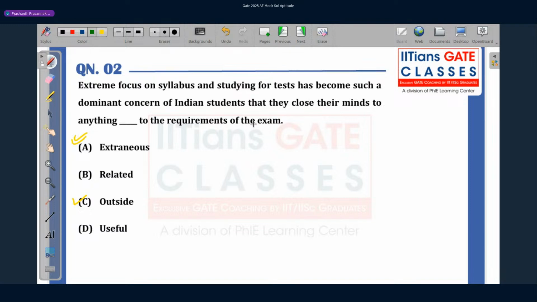Let me leave the options and fill in the blank with something which I feel is right, that they close their minds to anything. I'll say not relevant. I want to fill in a word which means this phrase, not relevant. So options B and D are completely out. Extraneous and outside, they are somewhat relevant. However, extraneous is more proper. Outside doesn't really sit well in this blank.